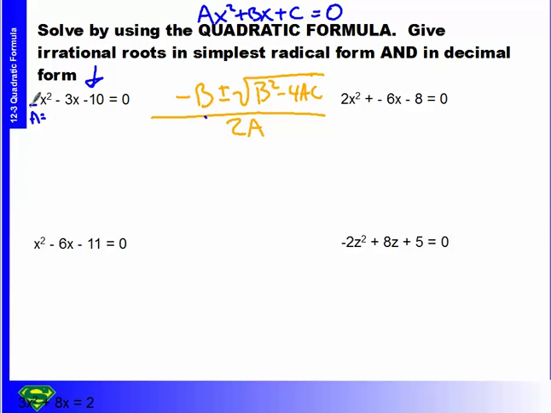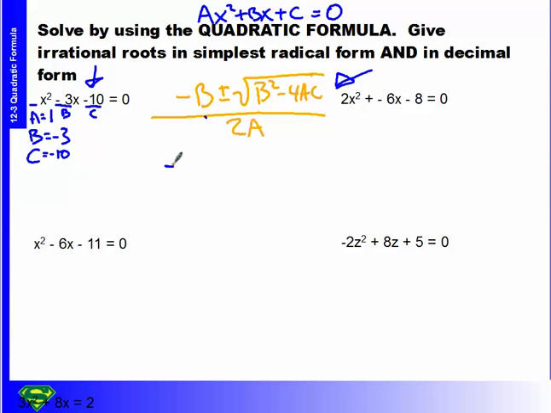A is the number that is in front of the quadratic term, and in this case the quadratic term is x squared. What number are we multiplying x squared by? 1. So if you don't see a number in front of a variable, it's always going to be 1. For b, we have a negative 3, because my negative 3 is here, and my c value is right here, negative 10. So let's plug these numbers into the quadratic formula.